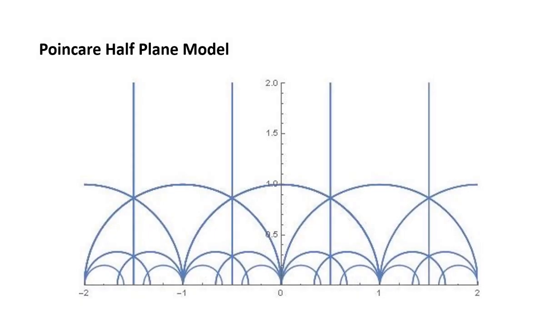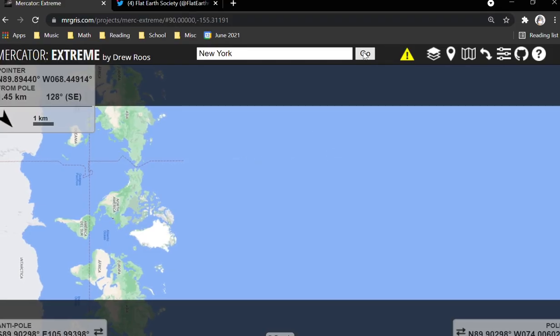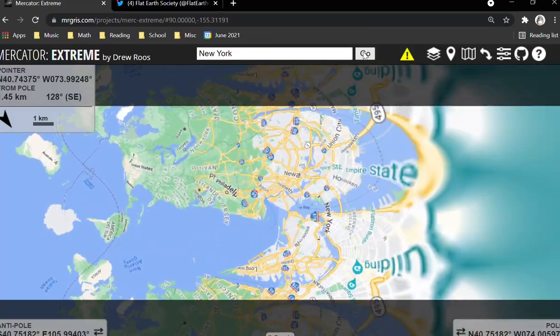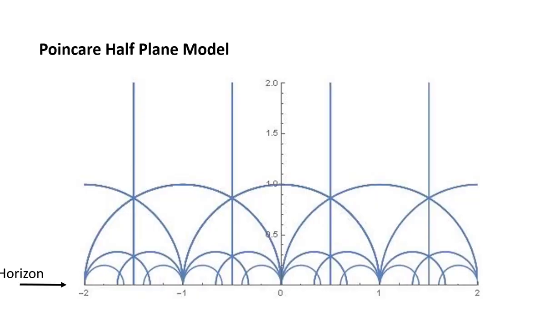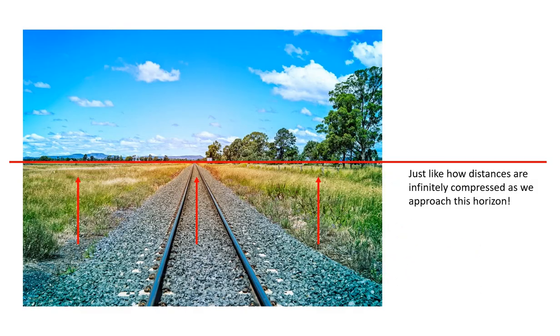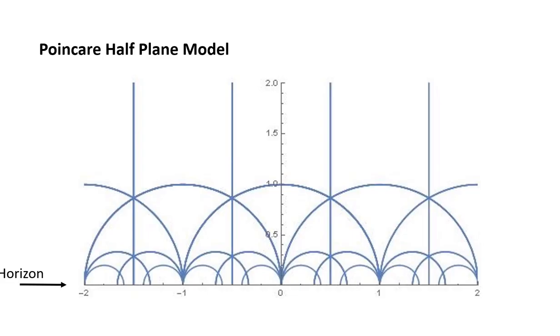Now let's look at a projection of hyperbolic space. While the sphere has positive curvature, the hyperbolic plane has negative curvature. And so the projection for the hyperbolic plane we'll use is called the Poincaré half-plane model, where instead of a pole where distances are infinitely stretched, we have a horizon where distances are infinitely compressed. We'll assign this horizon to the real line, meaning the rest of the hyperbolic plane will be projected onto the upper half of the complex plane.